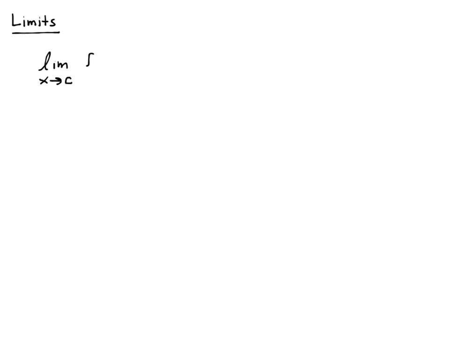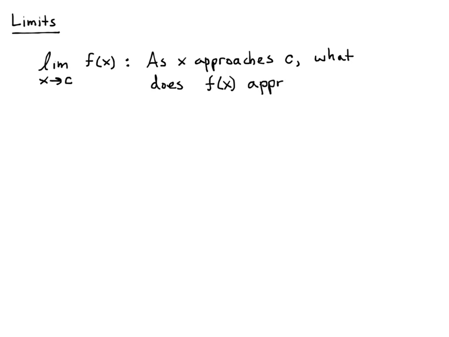Okay, so let's go back to limits now. Here's the general way to write it. This is the limit of f at x as x goes to c. Or you can read it, the limit as x goes to c of f at x. There's two ways to read it. But basically we're looking at what this value ultimately heads towards as x goes to c.